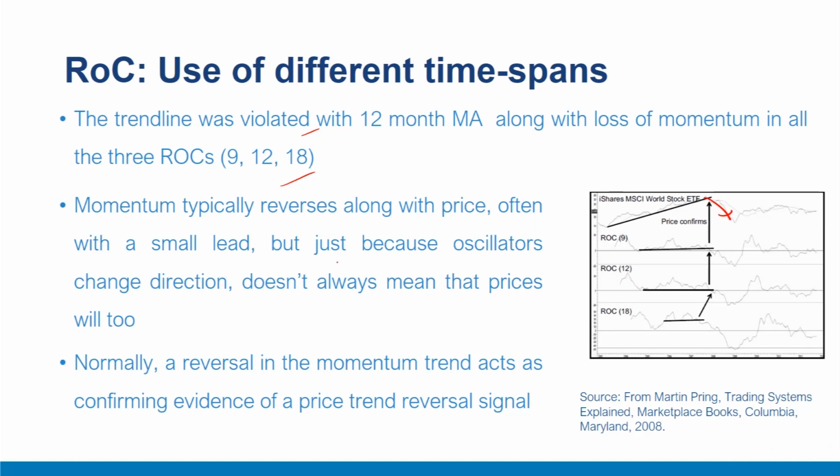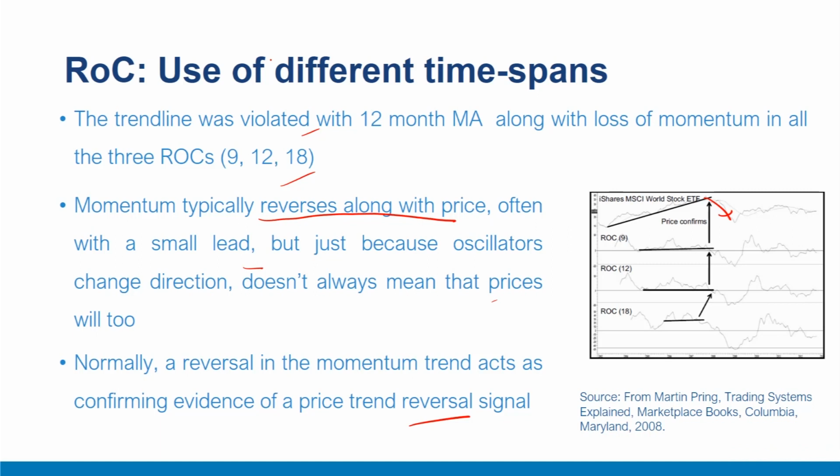Now, momentum typically reverses along with price, often with a small lead, but just because oscillators change direction doesn't mean that price will also change direction, so that is not a guarantee. Normally, a reversal in momentum trend acts as confirming evidence of a price trend reversal. So it's sort of confirming evidence in the weight of evidence approach. The final signal will come from the price action itself.